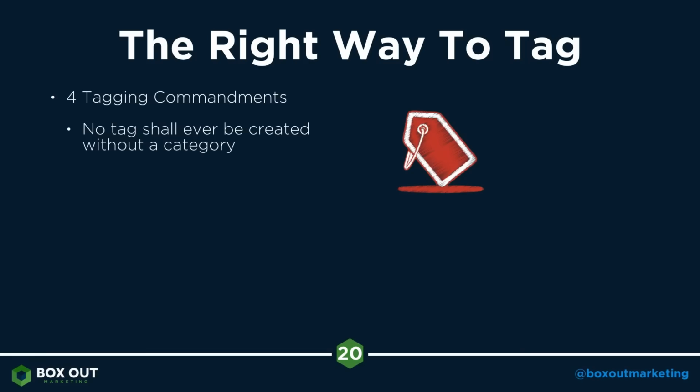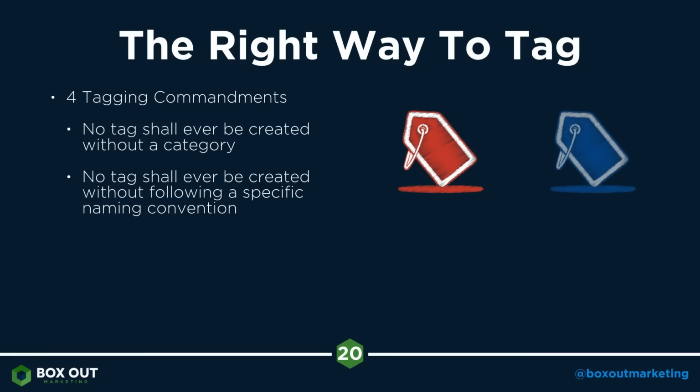You're especially going to be screwed when you start using third-party tools like Fix Your Funnel or Dialogger or whatever. I don't know, there's tons of tools out there, right? Parsy. A lot of these third-party tools don't necessarily pull in the category name when you're searching for a tag. So they have to be categorized, and then you've got to put the category name actually in the name of the tag. Right? Next thing, no tag shall ever be created without following a specific naming convention.